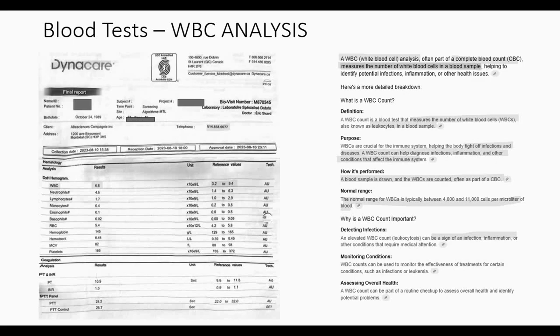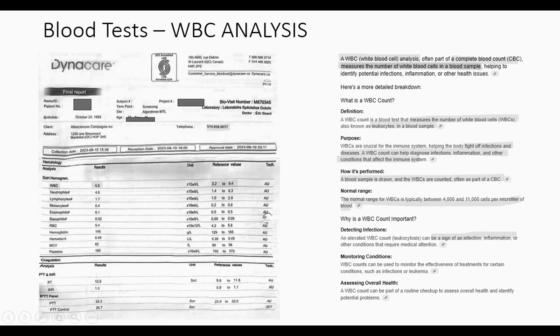Starting with WBC, your white blood cell analysis. This is part of complete blood count. CBC checks the number of white blood cells in a blood sample. Now these white blood cells are important for the immune system, and that's the reason why they're important when it comes to fighting off infections and disease. The WBC count can help diagnose infections, inflammation, and other conditions. Normal range is anywhere between 4,000 and 11,000 cells per microliter of blood.